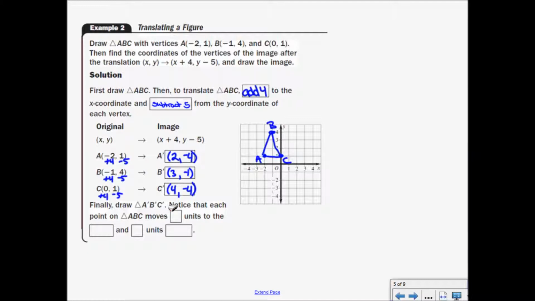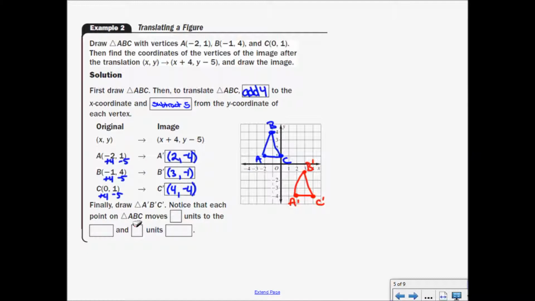Draw triangle A prime, B prime, C prime. So at 2, negative 4 is A prime. At 3, negative 1 is B prime. And at 4, negative 4 is C prime. Sorry, I cannot draw straight lines. So triangle ABC and triangle A prime, B prime, C prime are a translation.